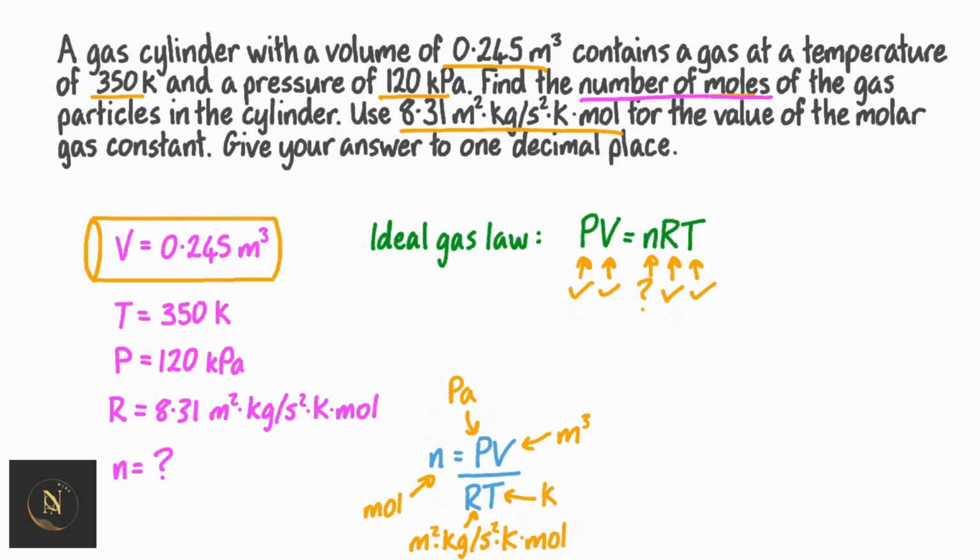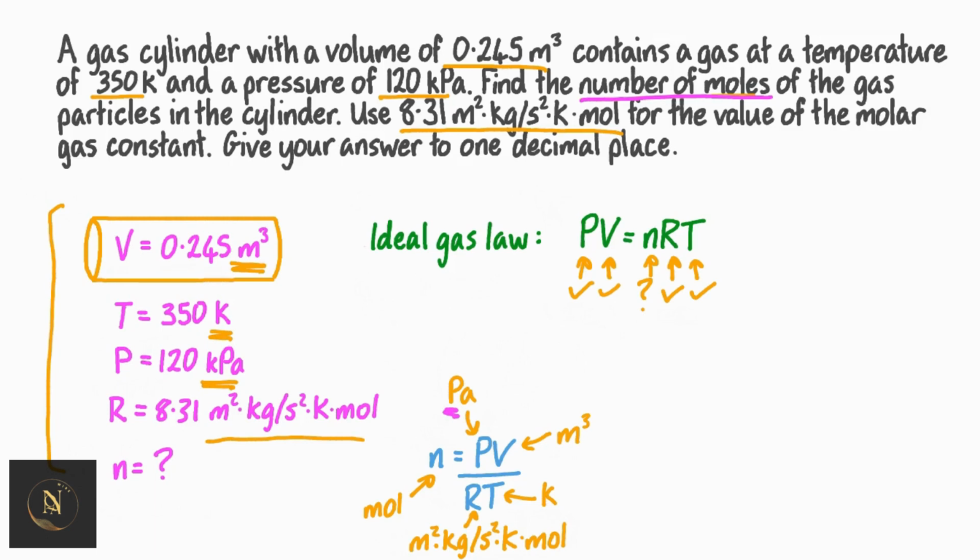Comparing these SI units against the units of the quantities that we're given, we can see that we have indeed got a molar gas constant R in SI units of meters squared kilogram per second squared Kelvin mole. We've also got a volume V in meters cubed, the SI unit for volume, and a temperature T in the SI units of Kelvin. However, our value for the pressure P is in units of kilopascals, while the SI unit for pressure is the Pascal.